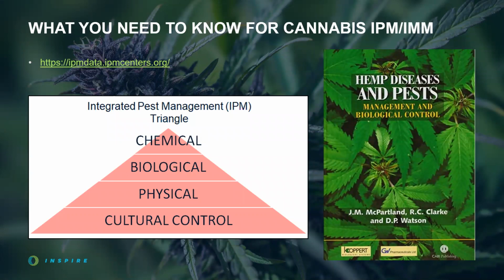Then we move to physical control, which is about traps, barriers, and the physical removal of pests. Then on to biological control, which is about deploying beneficial insects and good microbes to work on your behalf to eradicate pests. And then finally to chemical control, the application of items toxic to pests that don't kill the plant. The reason I love this book, Hemp Diseases and Pests, Management and Biological Control, is because it allows you to look up a pest and understand the progression that you need to take in order to eradicate it.